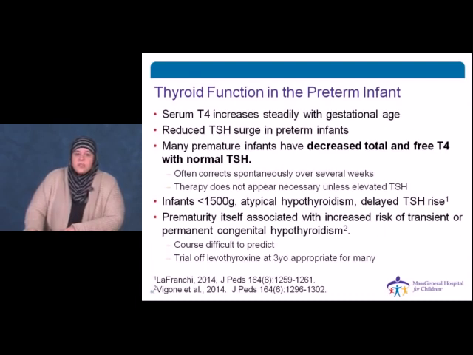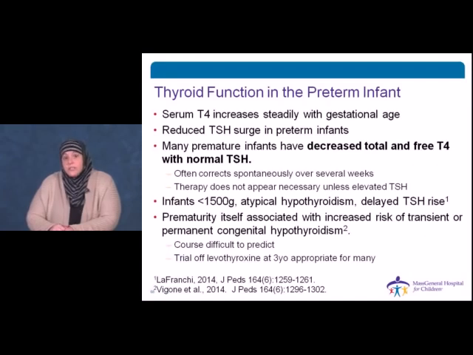So there are special circumstances of thyroid function in the preterm infant. As we said, the hypothalamic-pituitary-thyroid axis continues to mature throughout gestation, and serum T4 increases steadily with gestational age. So it's very often the case that preterm infants have a reduced TSH surge, and it's common for preterm infants to have decreased total and free T4 with a normal TSH.